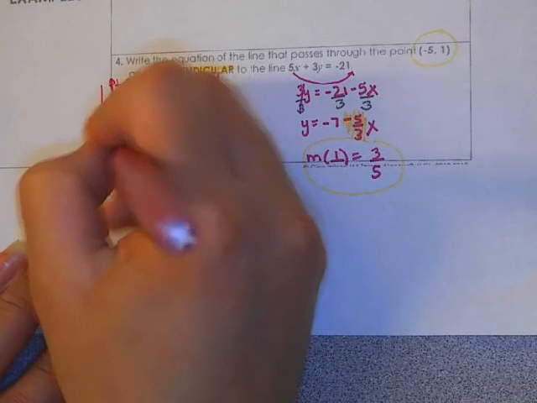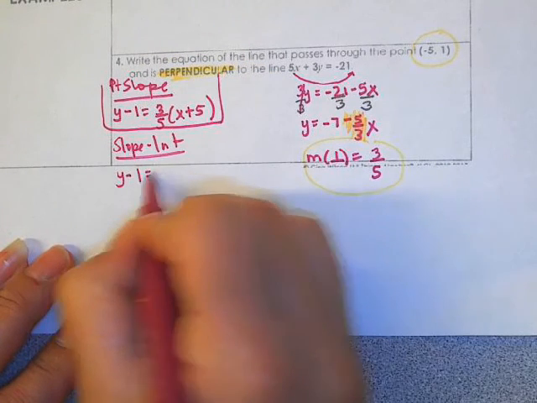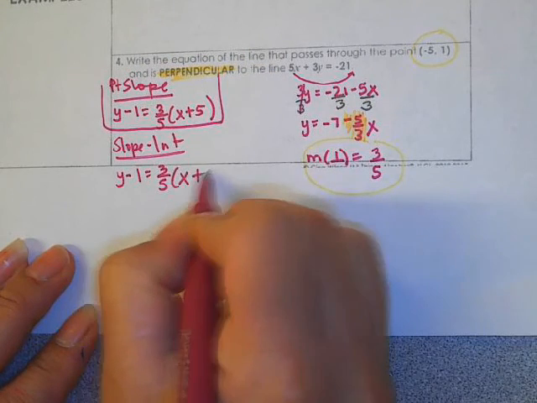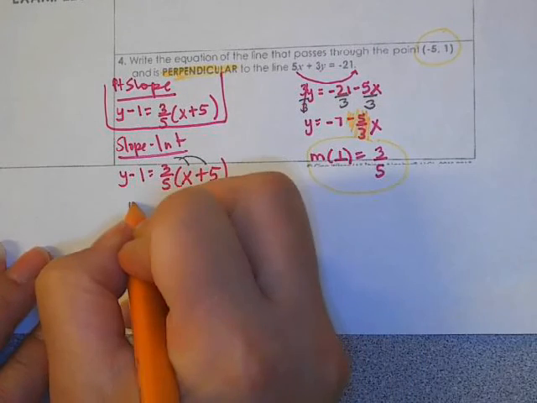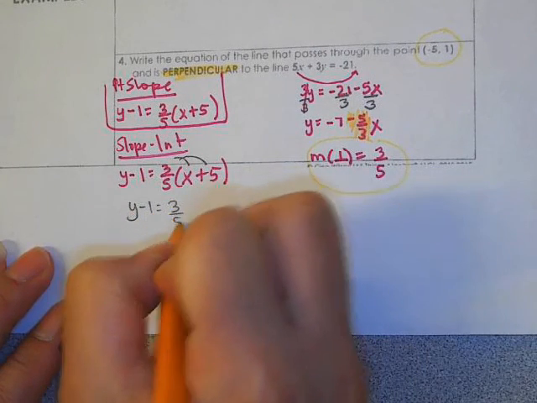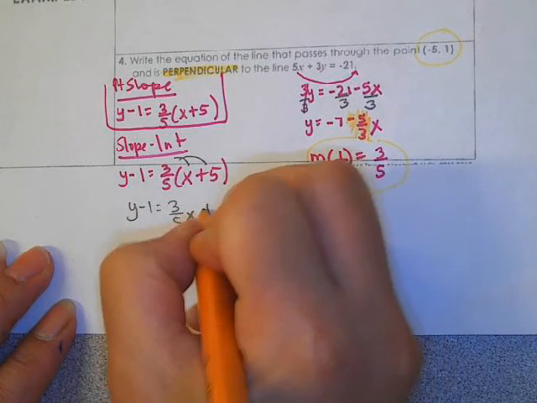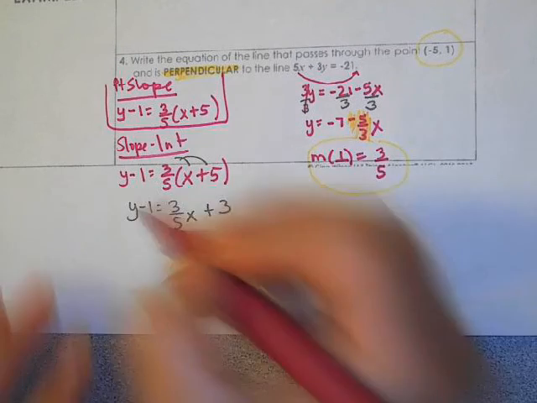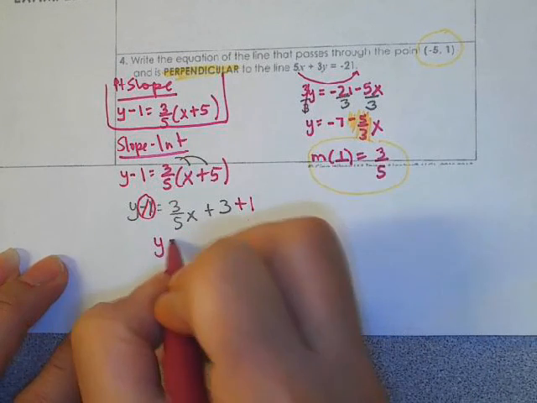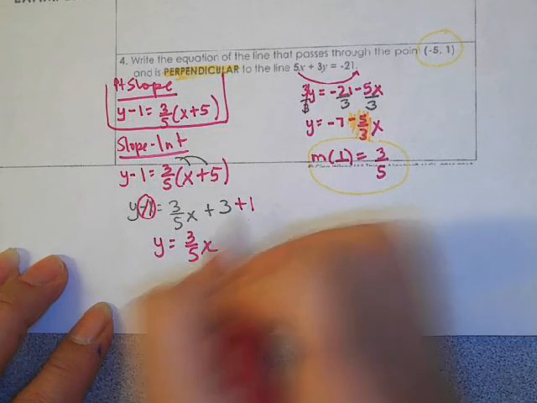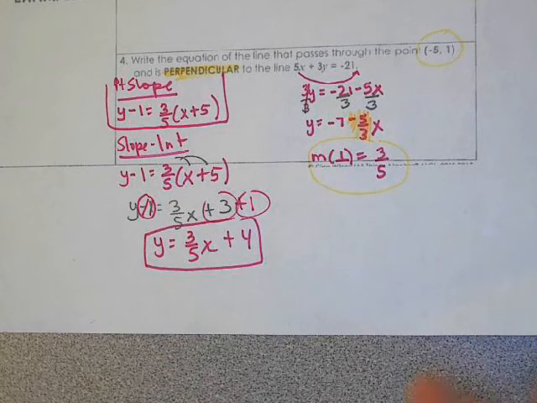Then you're going to use that answer to write the slope-intercept. Distribute. 3/5 times 5, if you plug that into your calculator, you're going to get 3. Move your -1 by doing the opposite. Y equals 3/5 x plus 4.